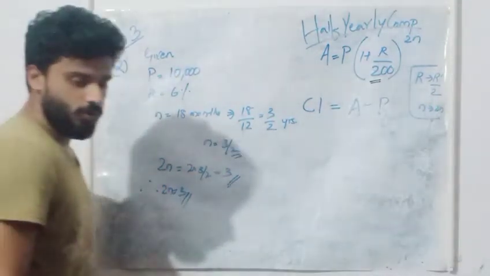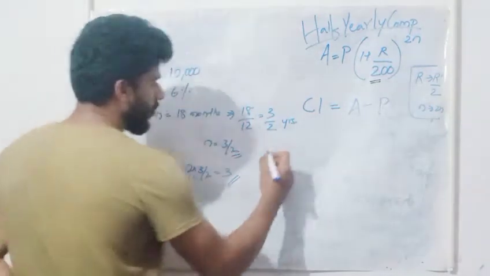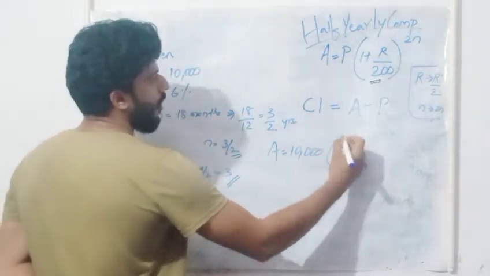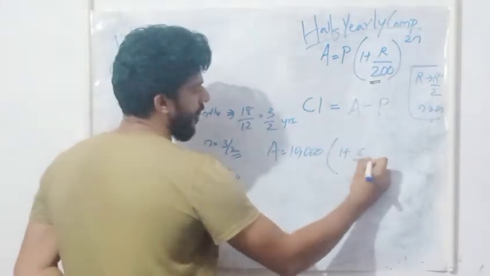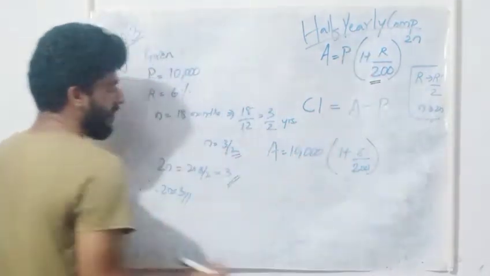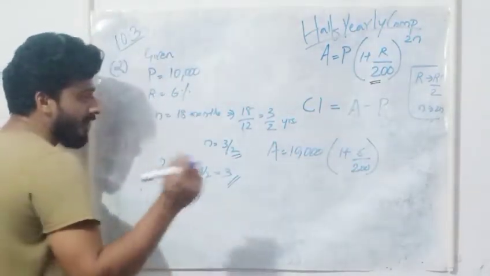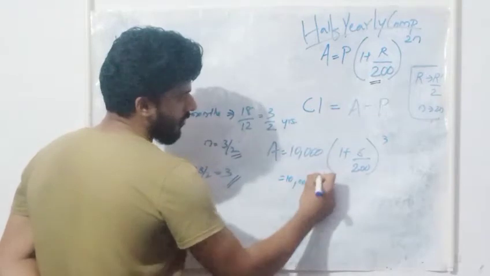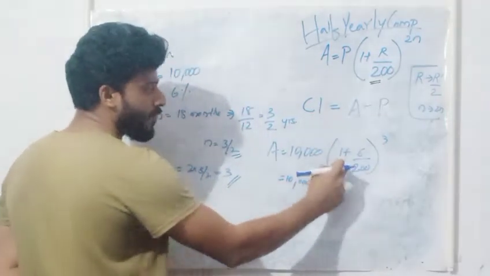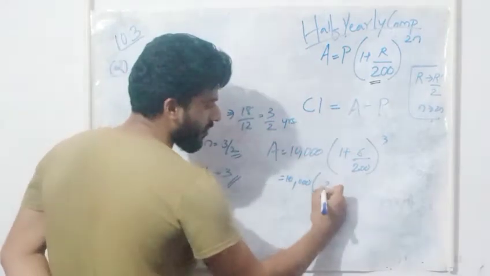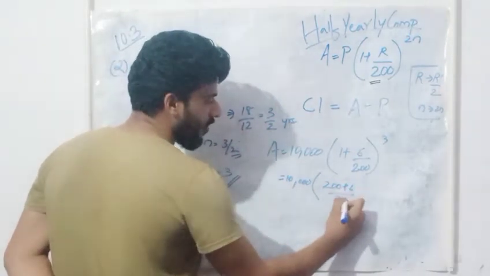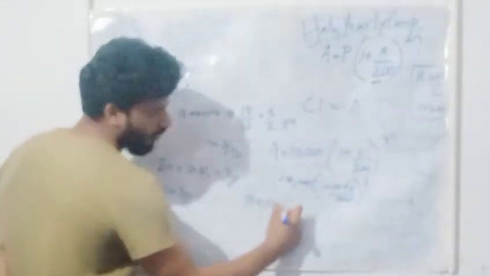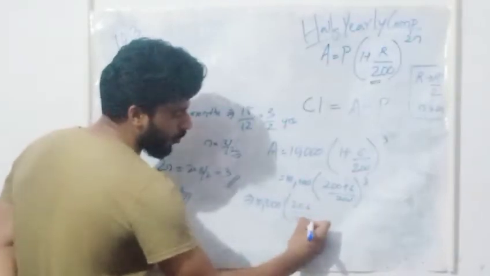We are going into substitution. We are going to apply it into the equation. The amount is equal to P. What is our P? 10,000 into 1 plus R. What is our R? 6 divided by 200 according to the equation. And 2n, we solved here, it has 3. So, whole raised to 3. Which means 10,000 into 1 plus 6 by 200. On cross multiplying 1 into 200, 200 plus 6, 206. So, 206 divided by 200 whole cube, and 10,000 into 206 divided by 200 whole cube.